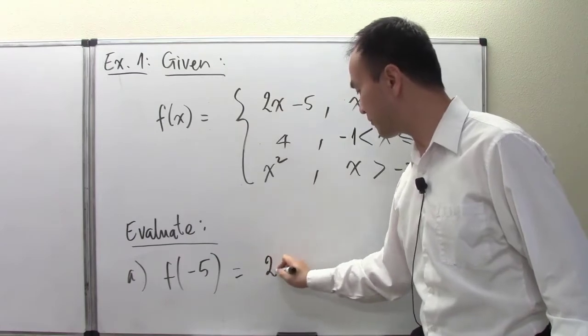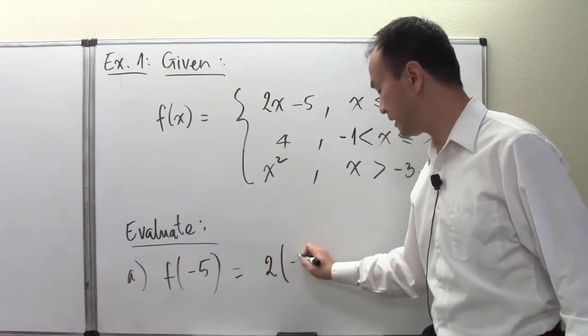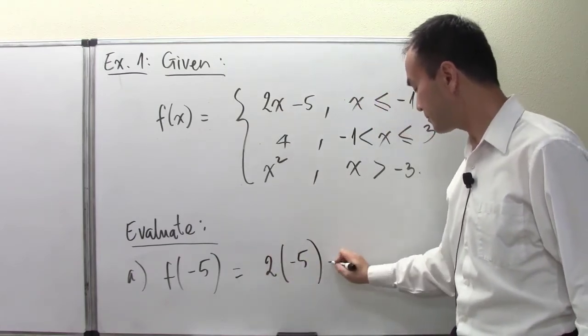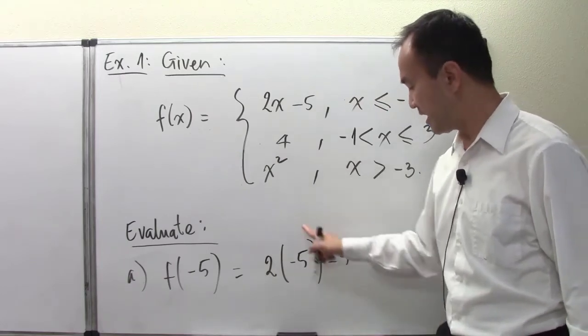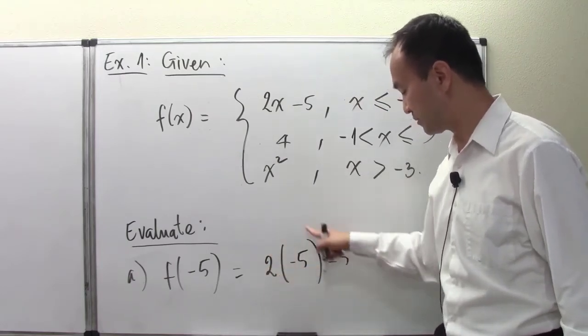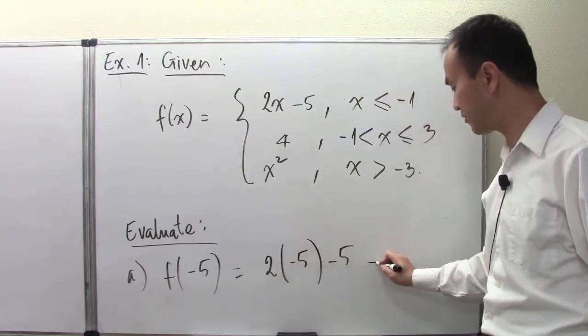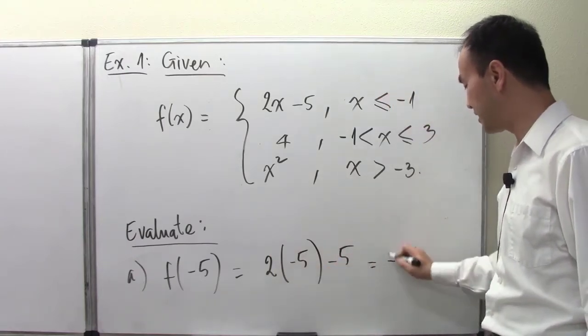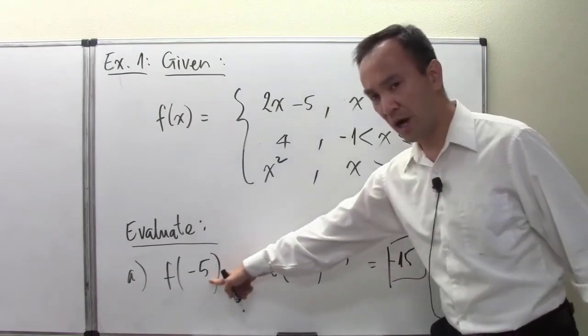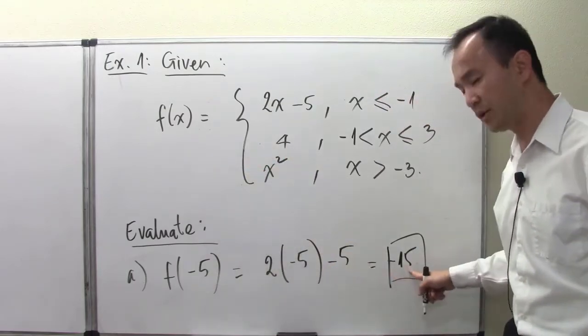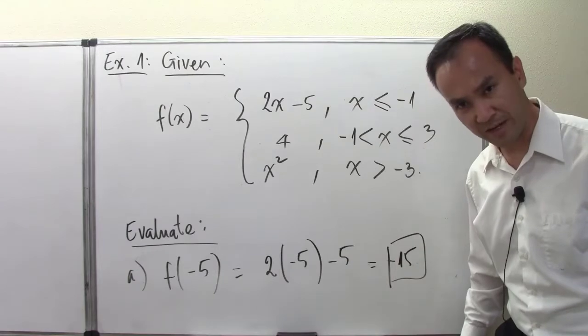The rule here says 2 times negative 5, and minus 5. Order of operations has me multiply these two first. So that gives negative 10, and minus 5, so it's negative 15. And so far, one input comes out with exactly one and only one output. Okay, all right.